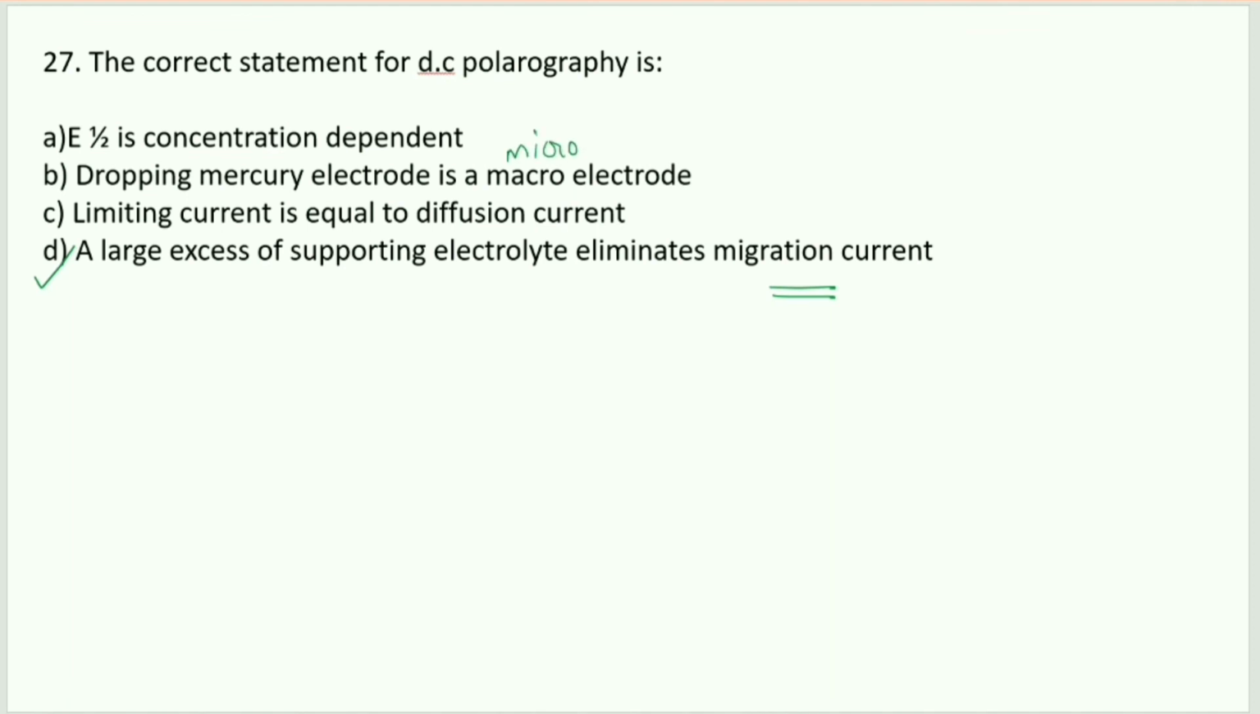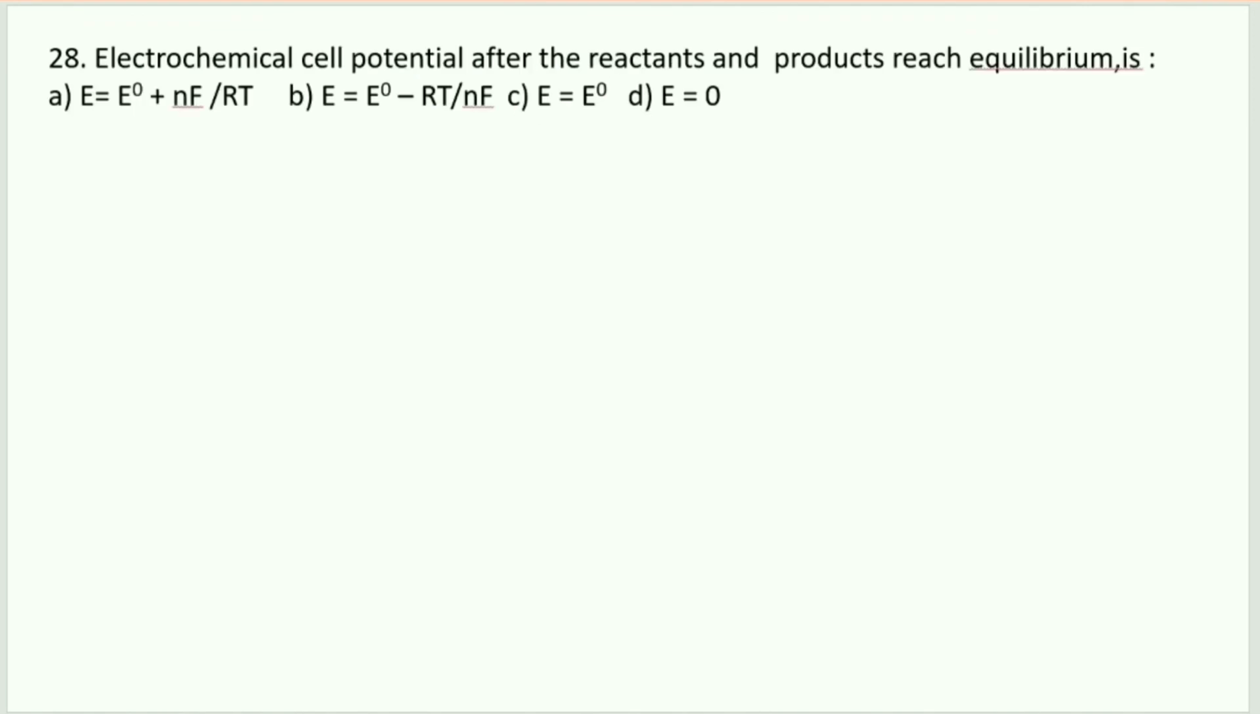And limiting current, what is it? The sum of diffusion current, that is ID, plus IR, residual current. Diffusion current plus residual current is limiting current. 28. Electrochemical cell potential after the reactants and products reach equilibrium. A: E equals E0 plus nF by RT. B: E equals E0 minus RT by nF. C: E0, and D: E equal to 0. So on reaching equilibrium, E equals 0. Using the Nernst equation, you will find E equal to 0.